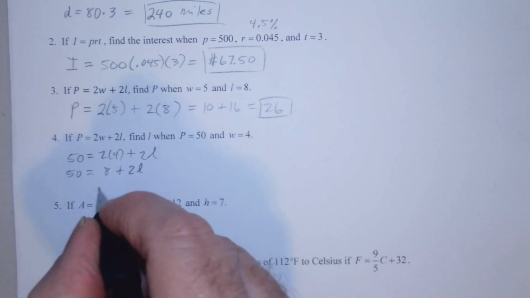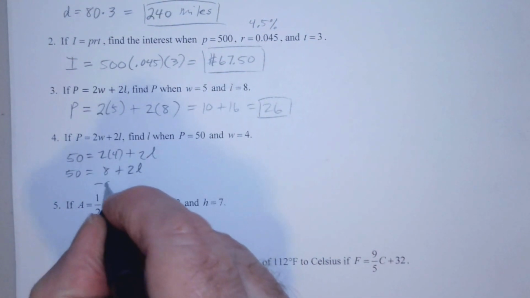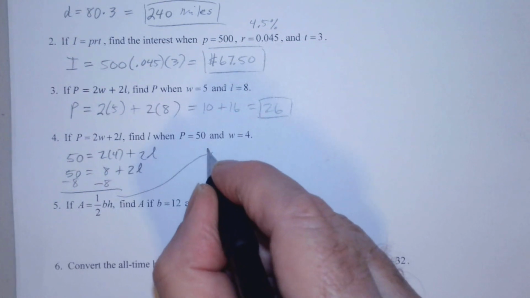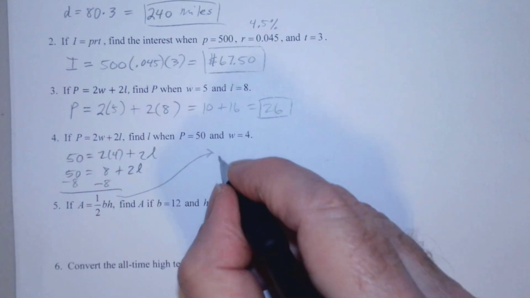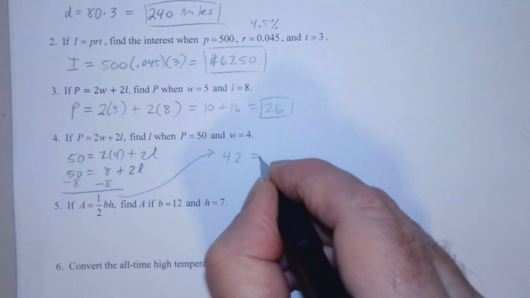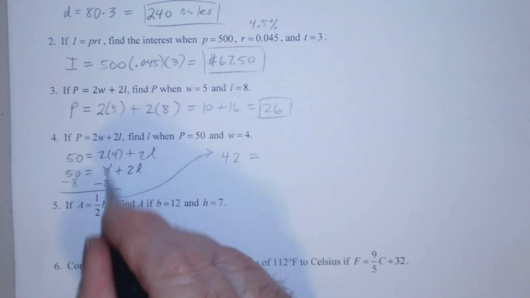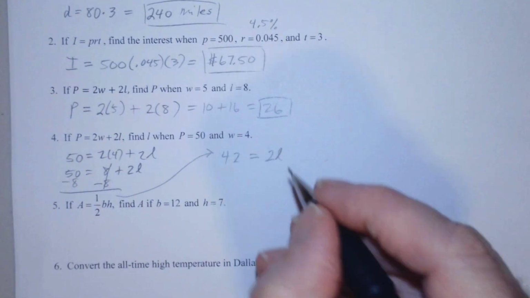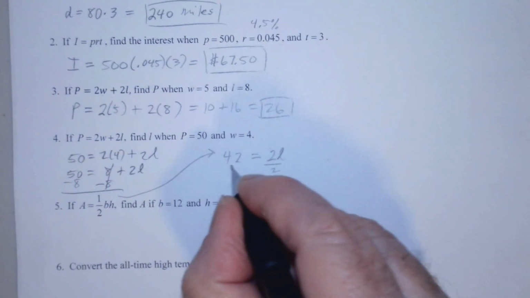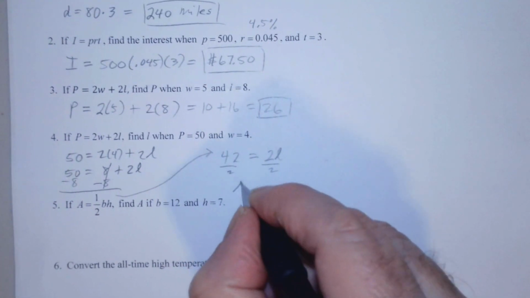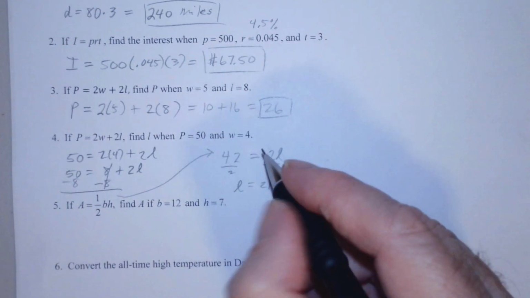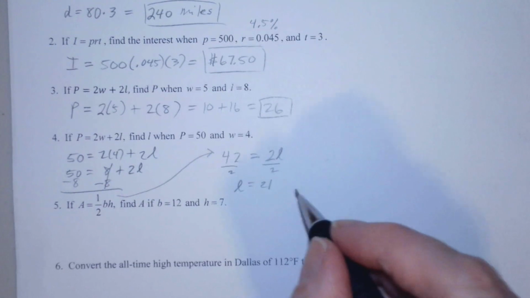But either way, this is a two-step equation. We'll subtract 8 on both sides. 50 minus 8 is 42. That's our left side. On the right, these guys add up to 0. And we're going to have 2L. And you can do that in your head or just divide both sides by 2. You're going to get L is 21. And again, we don't have the measure, so we'll just say 21.